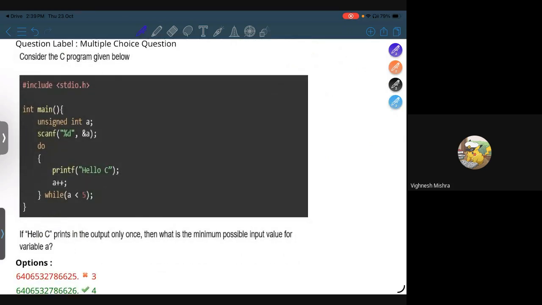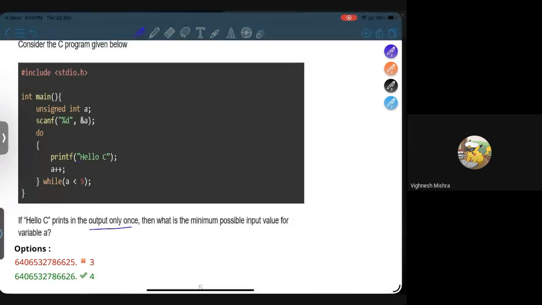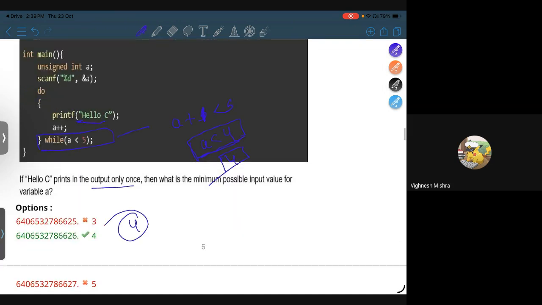Then if hello C prints in the output only once, what's the minimum possible value for the variable A? It means this condition becomes false. Now A plus plus means the value of A plus 1. This means A plus 1 is less than 5, so A is less than 4. So the minimum possible value is something that violates this condition, which is 4. Yeah, the answer is 4.